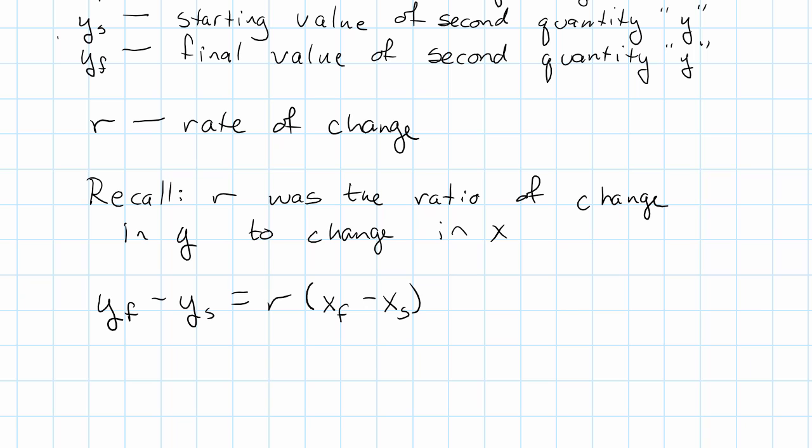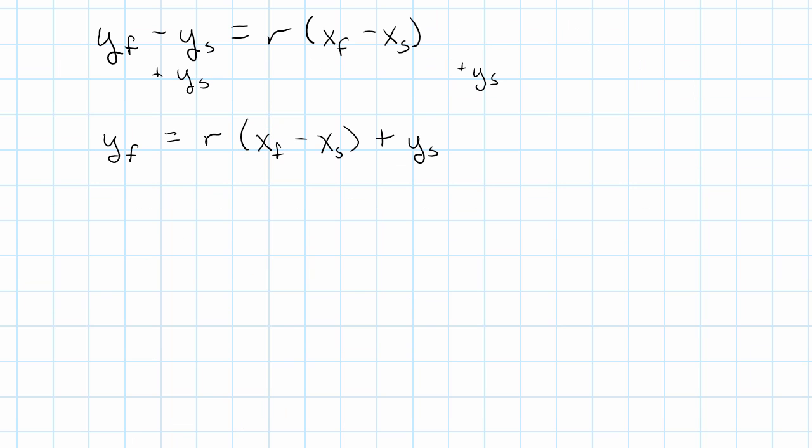Sometimes we like to rewrite this by adding ys to both sides. And we say the final value of y is the rate of change times the change in x plus the starting value of y. Okay, that actually doesn't look too bad, right? Let's see an example of using this formula where we've already been told the rate of change.